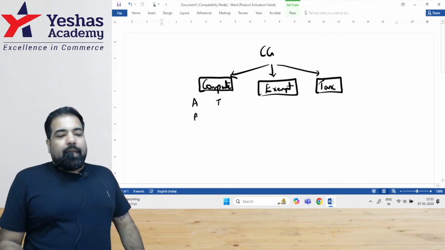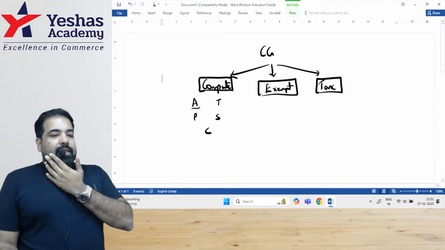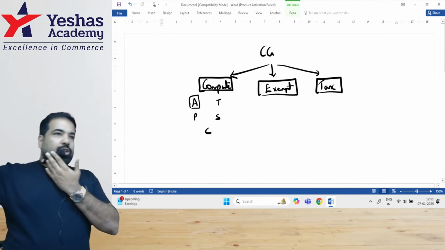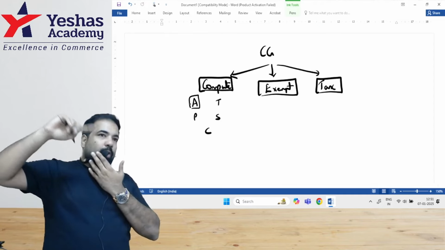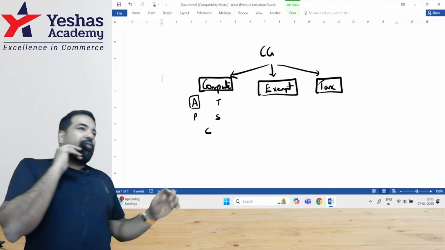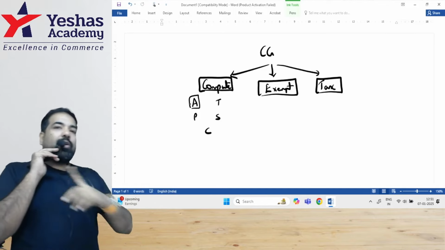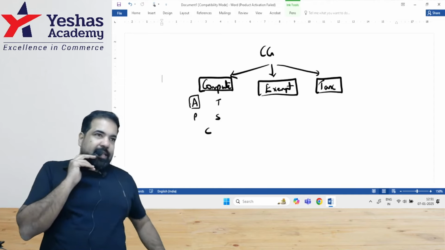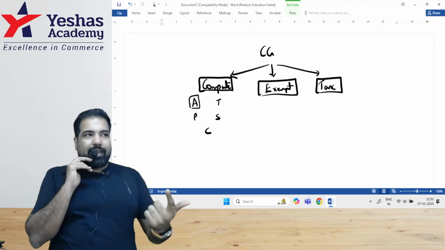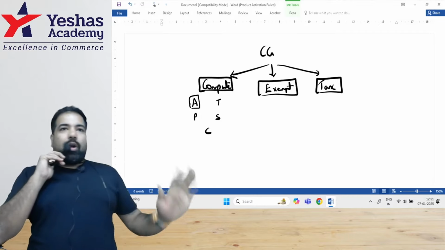A, TPSC. Capital gain will only be calculated when there is an asset. Asset includes land, gold, diamond, shares, listed shares, unlisted shares, bonds, debentures, and also personal assets. Example, if I sell my mobile phone, is this capital gain? No. If I sell my car, no. But if I sell jewelry, yes. Stock in trade is not capital gain. Personal movable asset is not capital gain. And land, which one? Rural agriculture land is not capital gain.